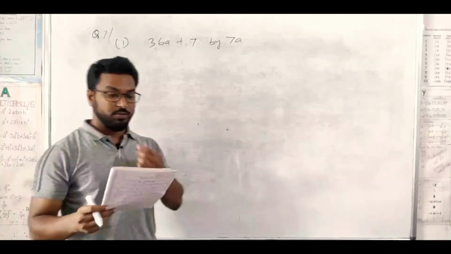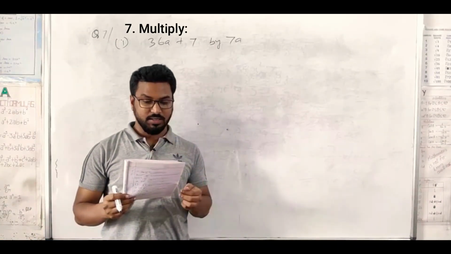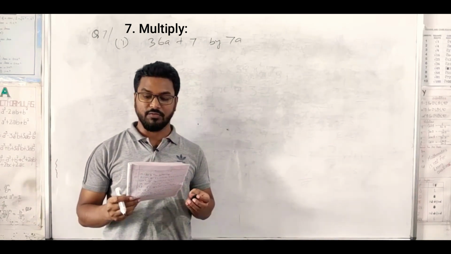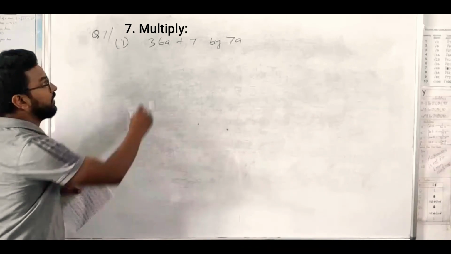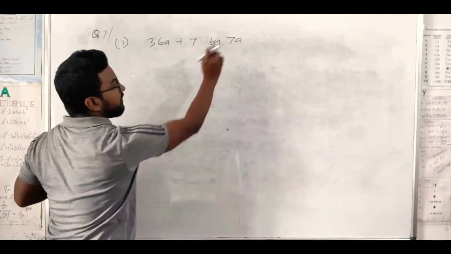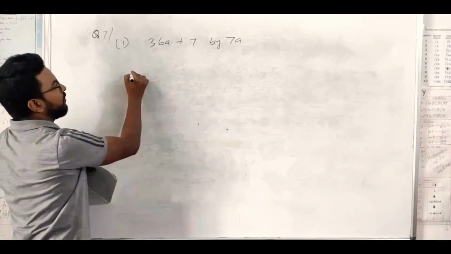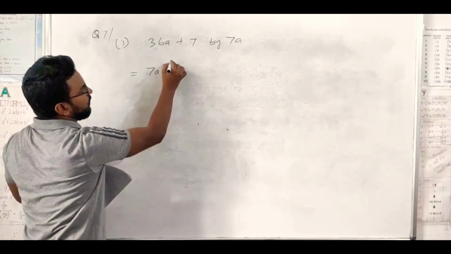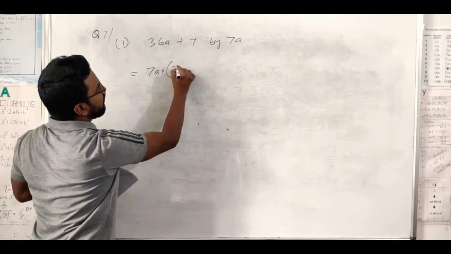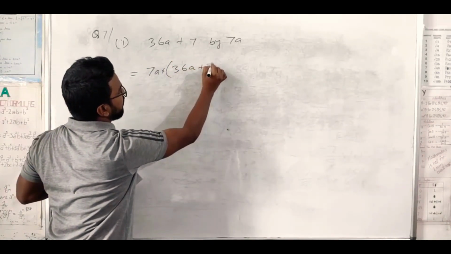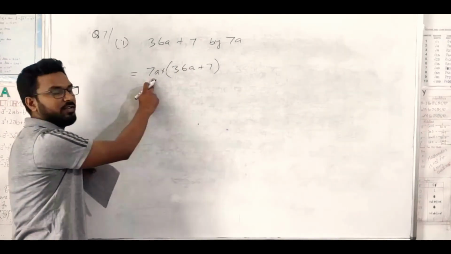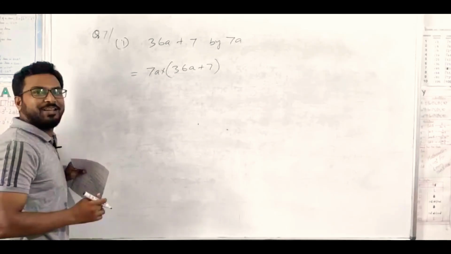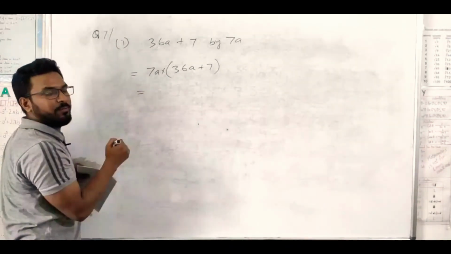So our next question is given, multiply 36a plus 7 by 7a. This is important. Okay, so you have to multiply this binomial by this monomial. So what we'll do, first we'll write down the monomial, into 36a plus 7. This is a binomial, so you have to multiply both the terms by 7a. So I put them in the bracket. Now you multiply one by one.